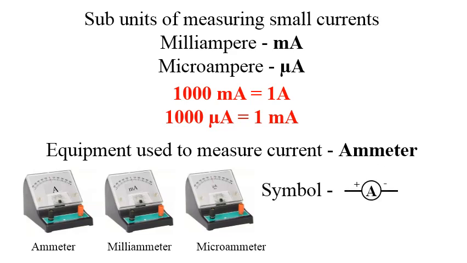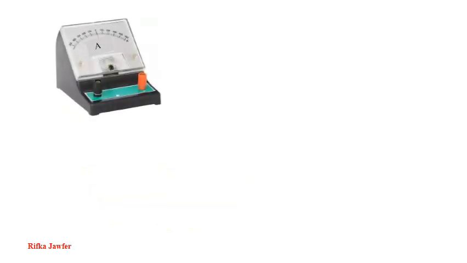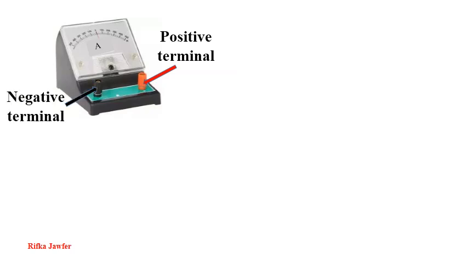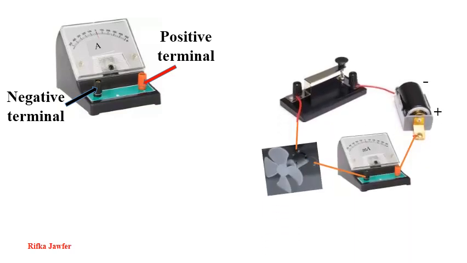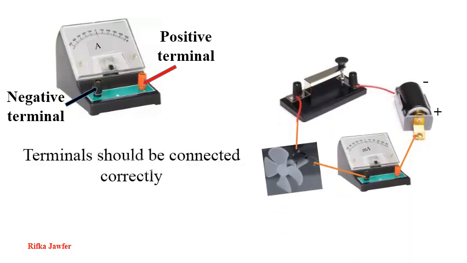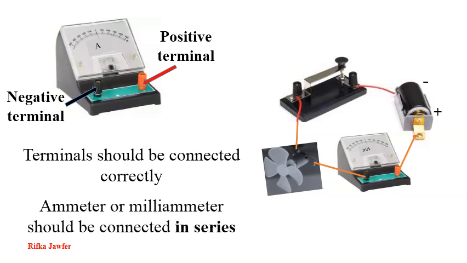The ammeter is symbolized as shown here. There are two terminals in an ammeter or milliammeter. Positive terminal, which is usually denoted by red color, and negative terminal usually denoted by black. When an ammeter is used in a circuit, the terminals should be connected correctly. That is, the ammeter or milliammeter should be connected in series. Series connection means the total current passing through the circuit should pass through the ammeter or milliammeter.